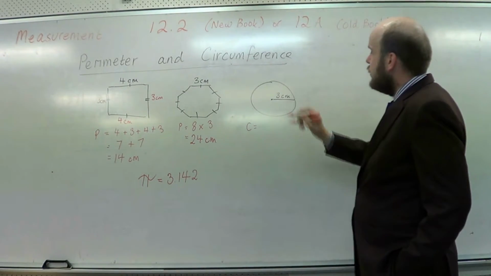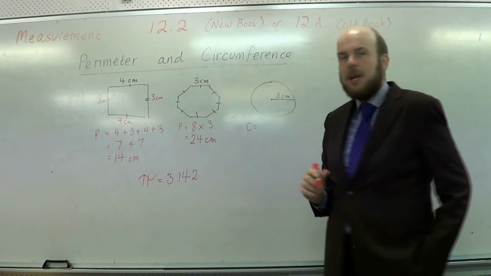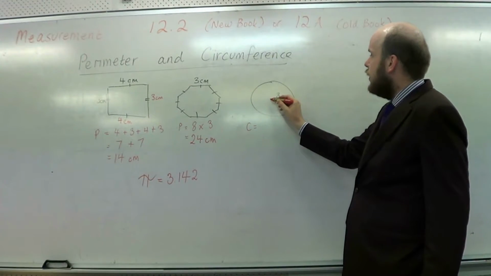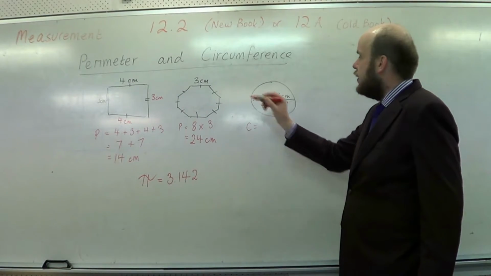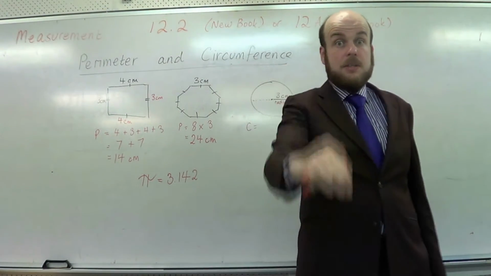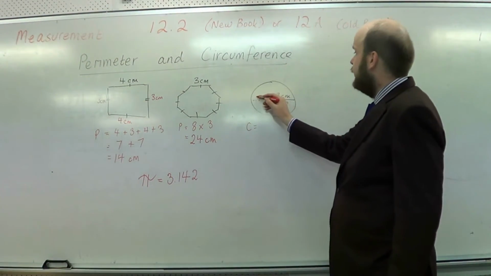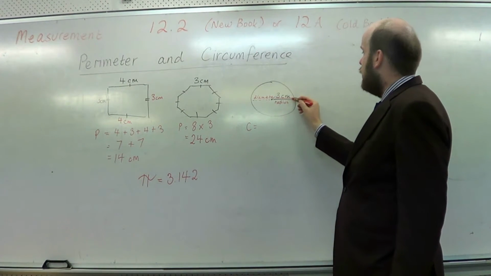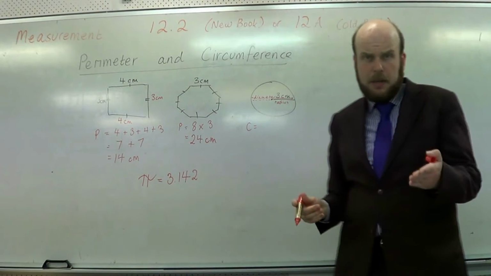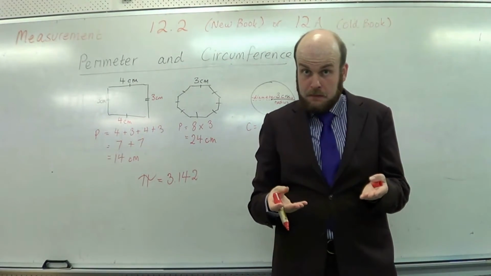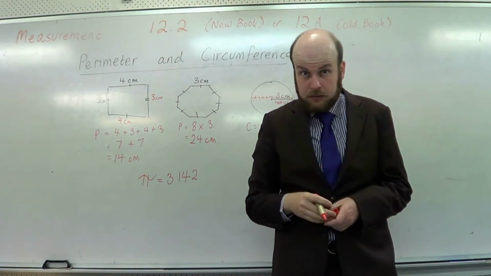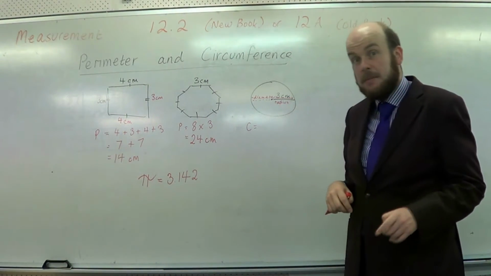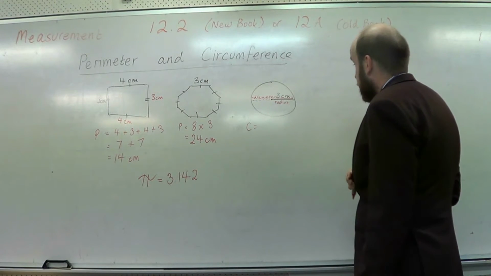So we've got 3 centimeters here as our radius. So this is our radius. If I was to double the radius, so going all the way across, that is the diameter. It is the whole distance. So what would be the diameter? Well, 2 times 3, 6 centimeters, you're right. So 6 centimeters is the diameter.